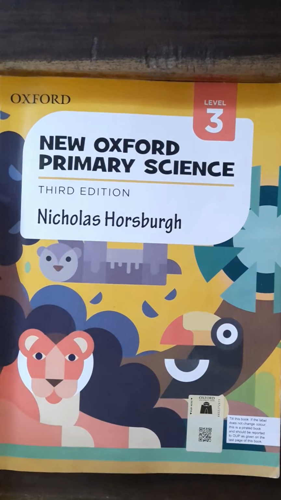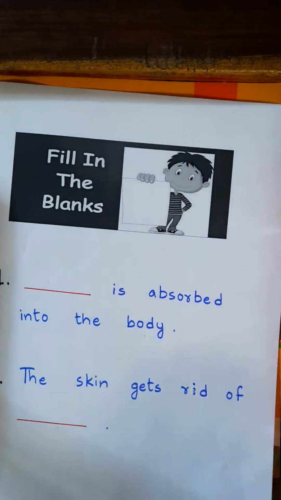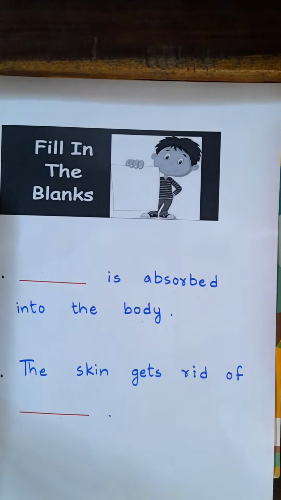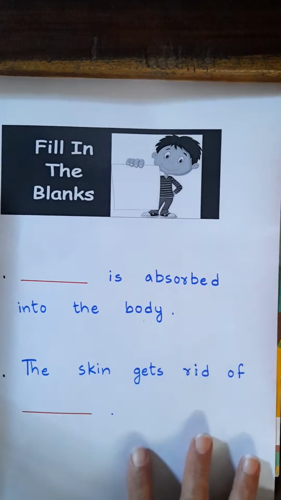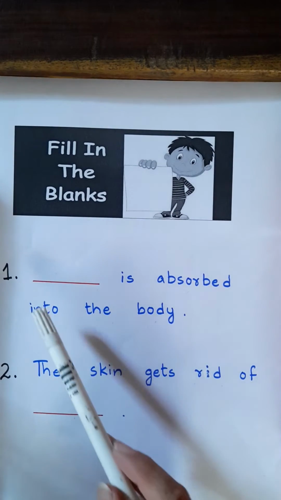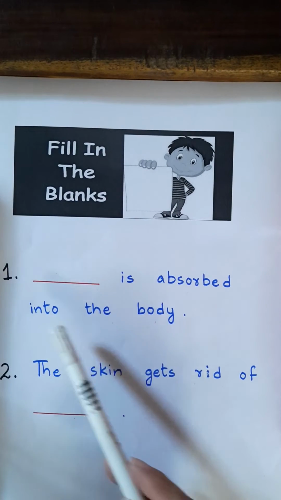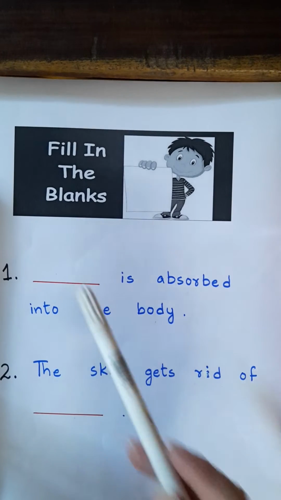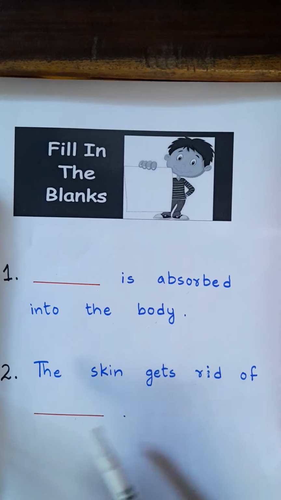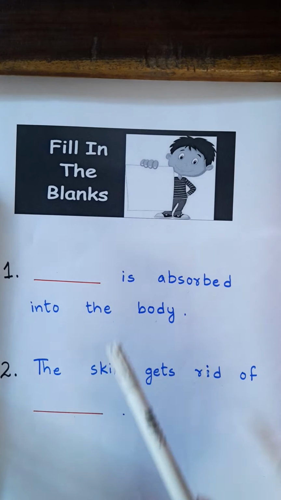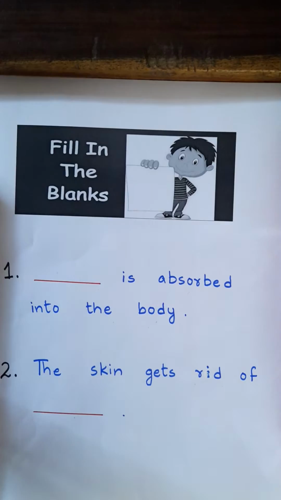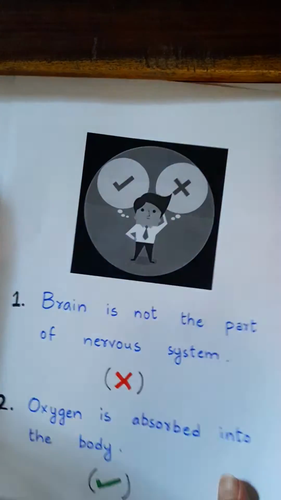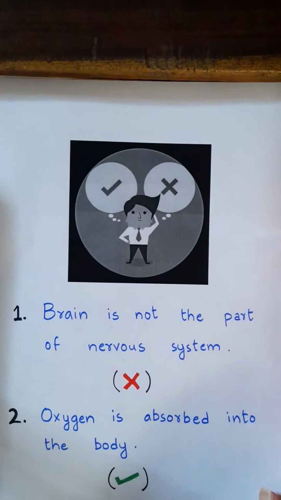After writing the meanings, the next thing you are going to do is to make fill in the blanks of your own choice from a particular passage. For example, in the passage I have read out for you, I have taken 2 blanks. Number 1, dash is absorbed into the body, oxygen. The skin gets rid of the dash, sweat. You can make fill in the blanks like these as much as you can. You can also make true false from the given passage.